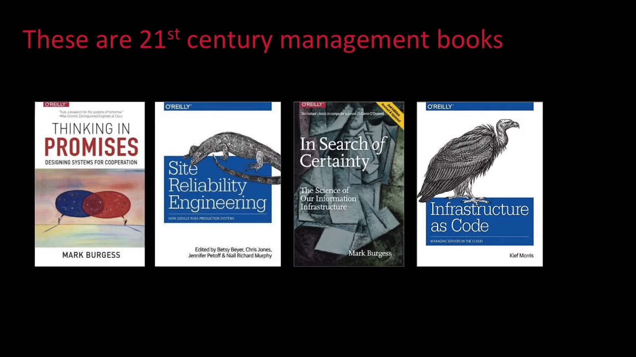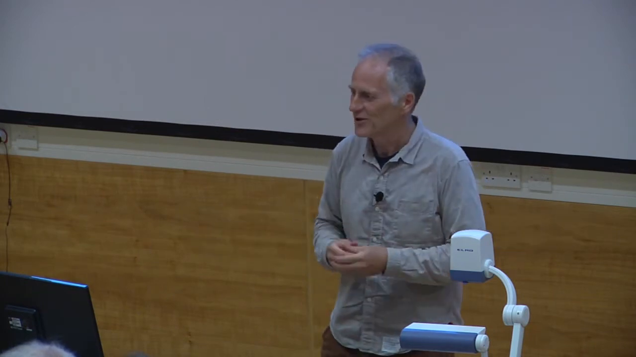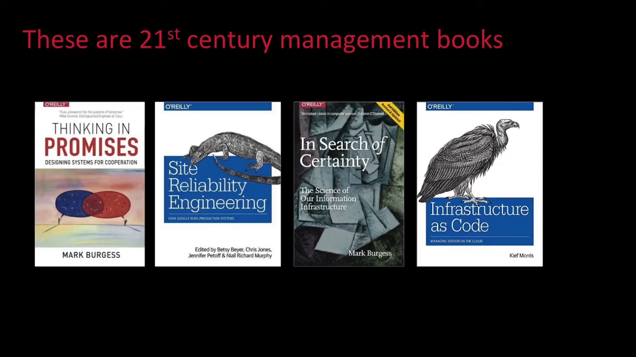So we have to actually start thinking about what does it mean to be a digital organization. And I like to think that for a long time at O'Reilly, we kept thinking we should do management books. And then I realized, oh wait, we are publishing management books. This is 21st century management, you know, site reliability engineering. And these books like Thinking in Promises and In Search of Certainty are really about the theory of information infrastructure.